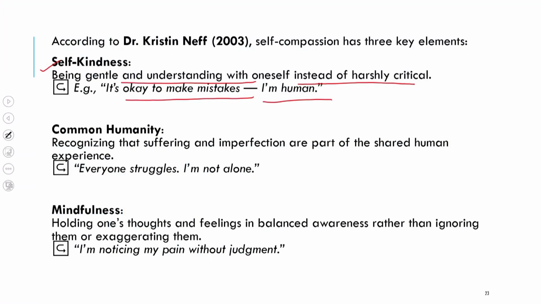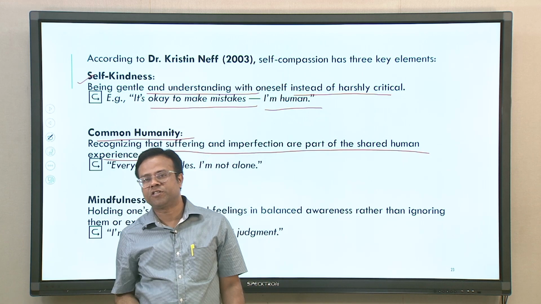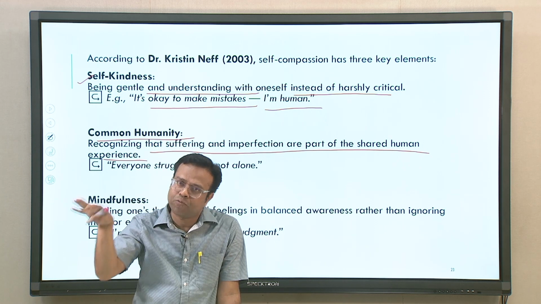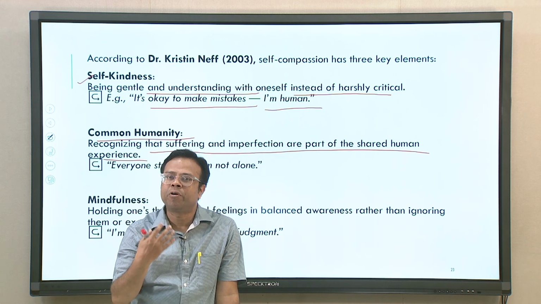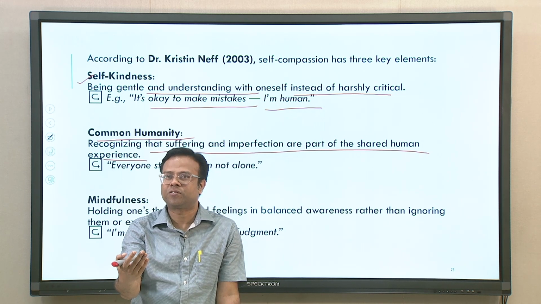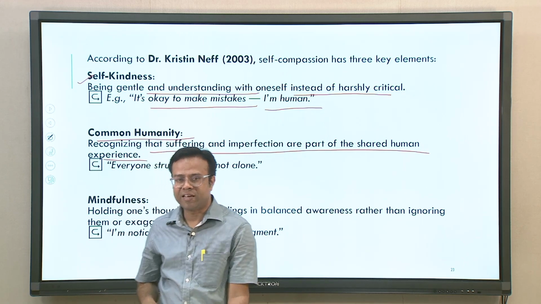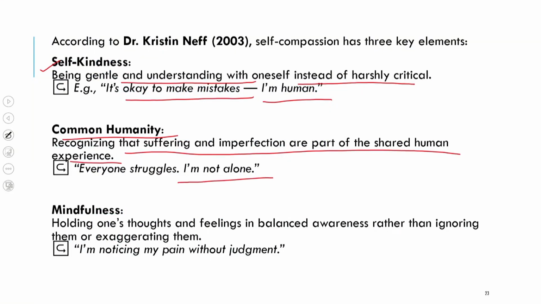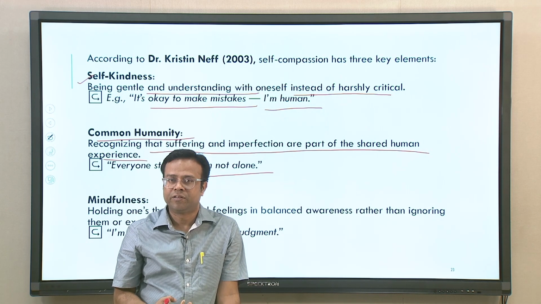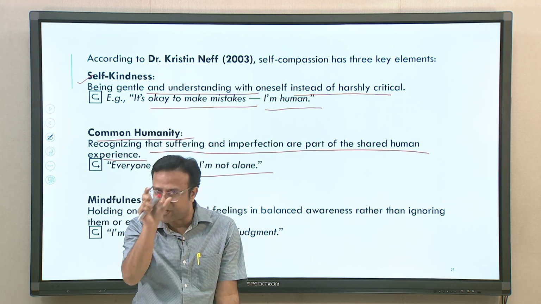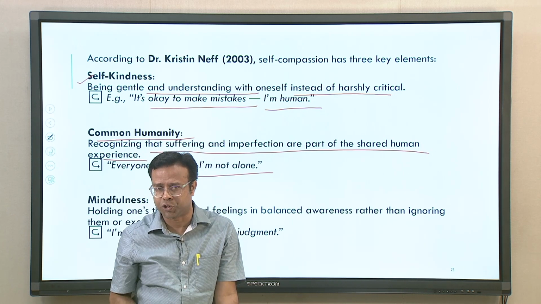Another component is called common humanity, which basically means recognizing that suffering and imperfections are part of shared human experience. So, mistakes, problems, imperfections are not just about yourself, everybody has the same quality. So, there is a common humanity aspect to it. You do not have to separate yourself and be too critical about yourself, everybody is like that. That means everyone struggles, I am not alone. Okay? So, you see the commonality with other people. Then you will be more likely to accept yourself, that you are not just a separate individual facing some very typical situation, everybody faces similar situations.